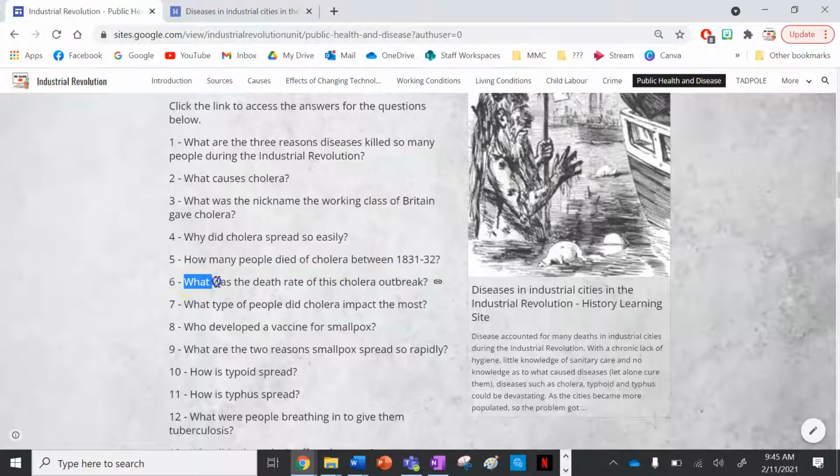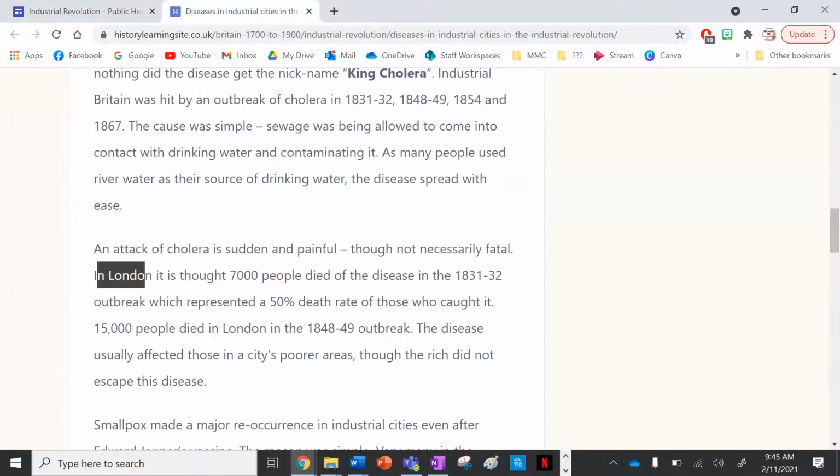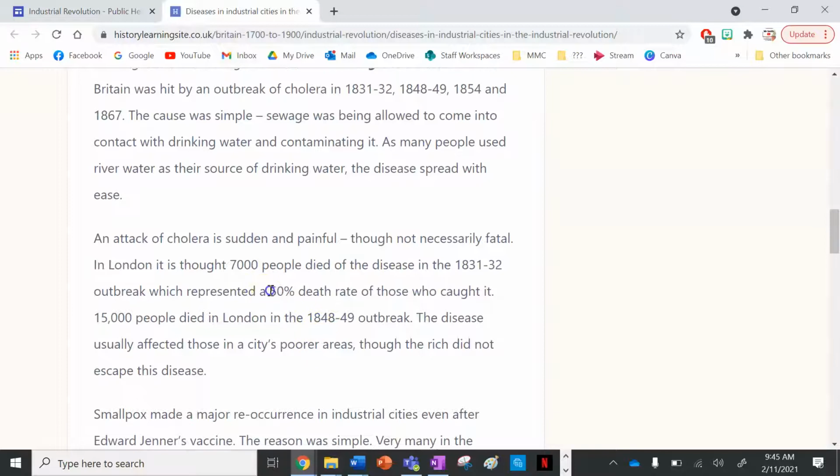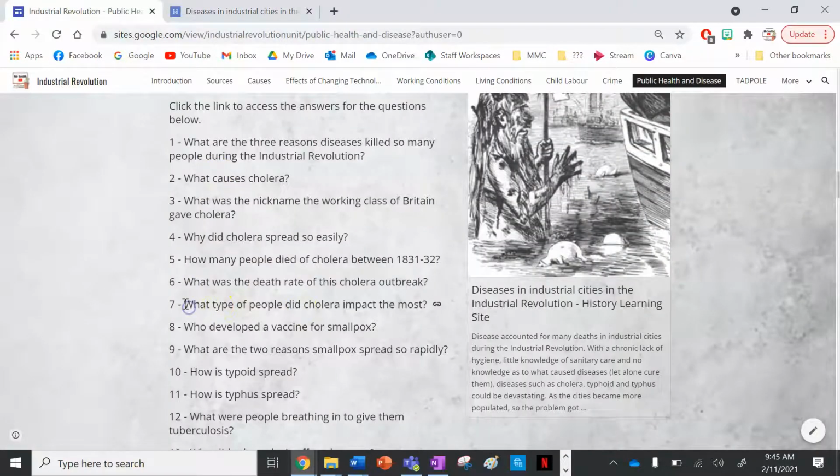Number 6, what was the death rate of this cholera outbreak? So the death rate for that is 50%. So if you got cholera during 1831 and 1832 in London, there was probably a 50% chance you would die from it.